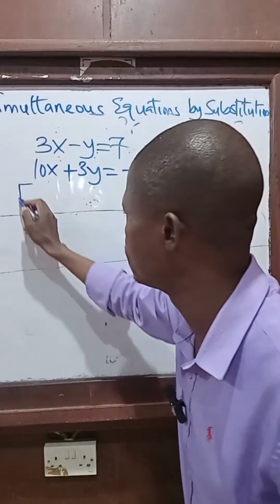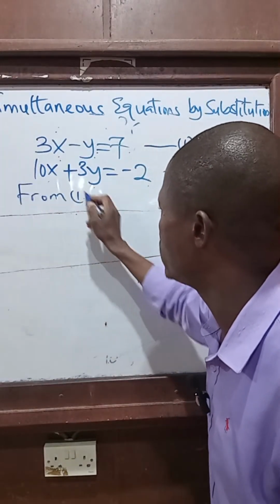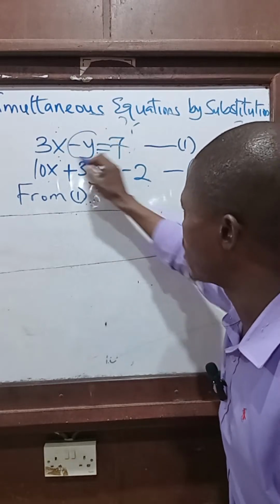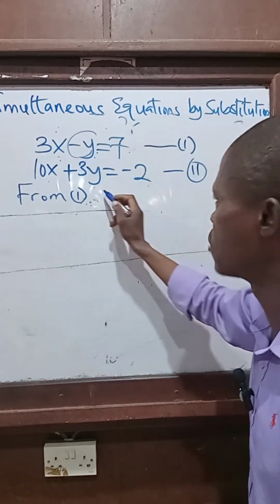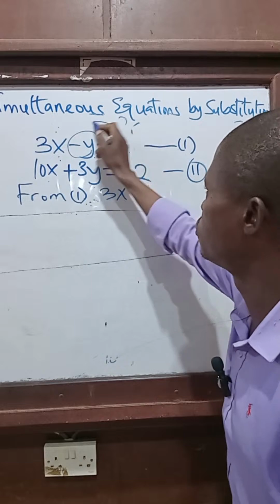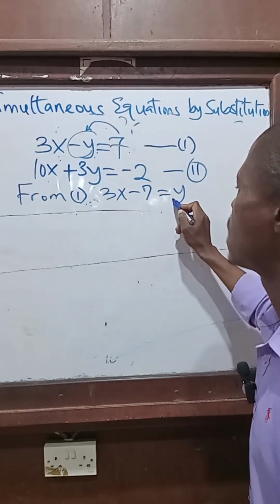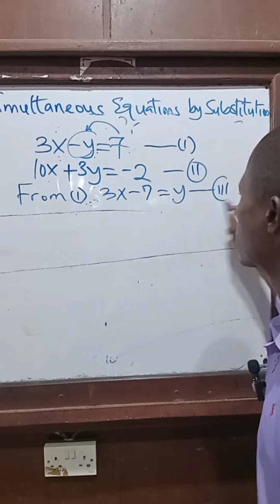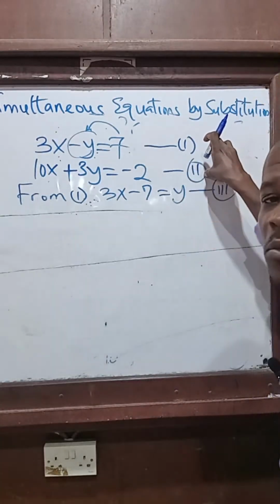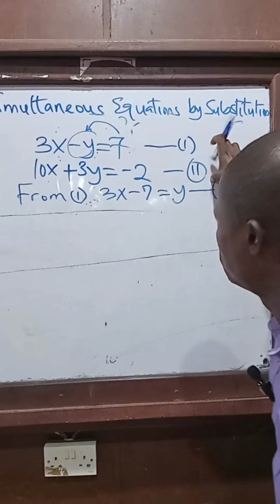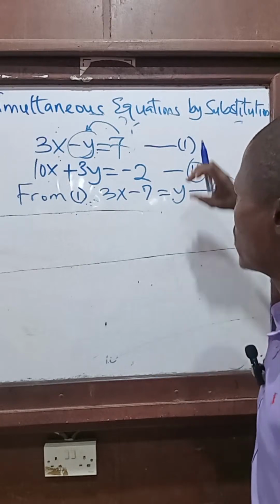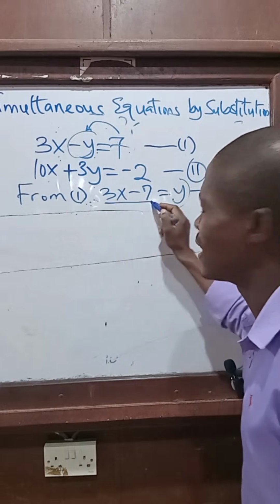So from equation 1, I'm going to move this minus y to the other side. So I'm going to have 3x, move this 7 to the left side, that's minus 7 equal to y. Call this one equation 3. Plug equation 3 into 2. Anywhere you see y, you put this expression there.